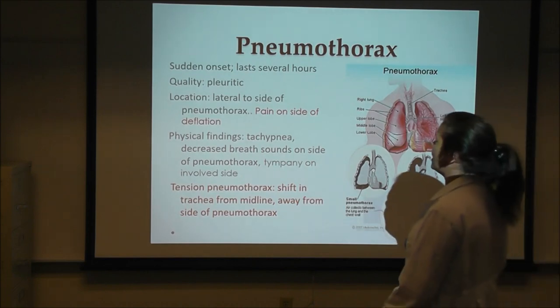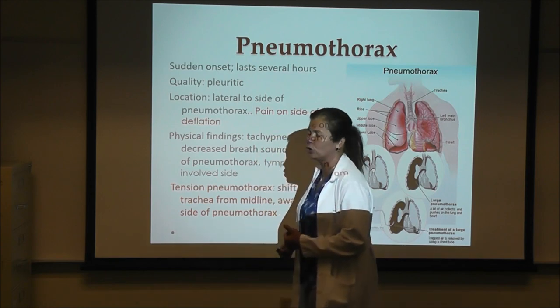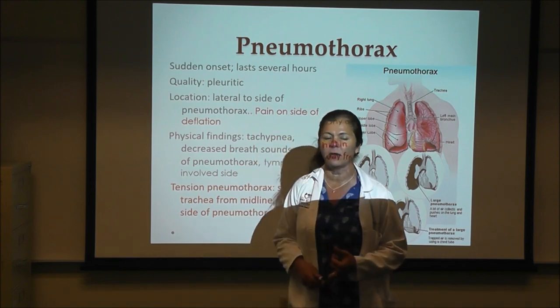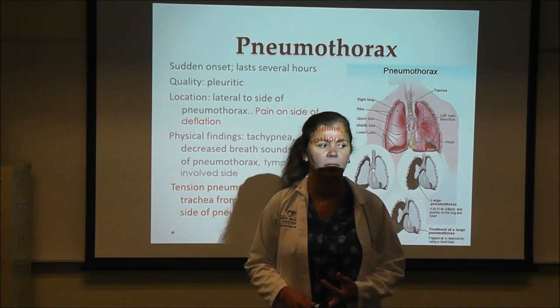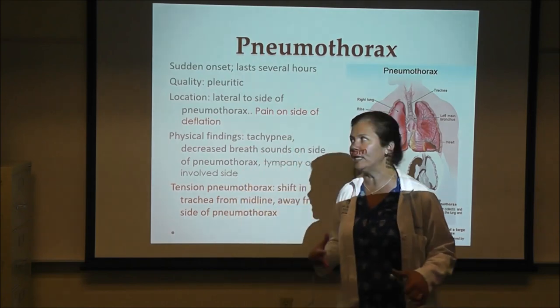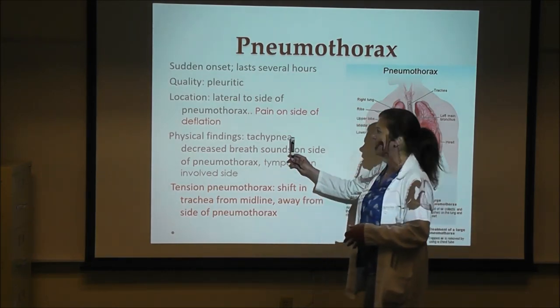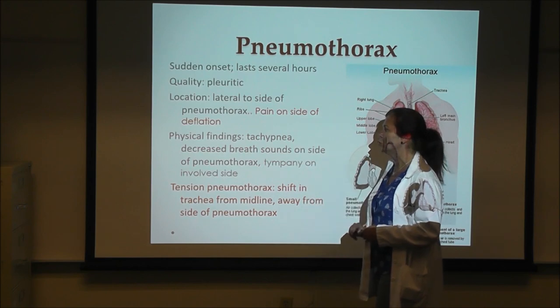Pneumothorax is another type of pleuritic chest pain that can be sharp in nature. It's worse with inspiration or cough. It's associated with shortness of breath. It's sudden in nature. It's also unilateral, okay? So basically it's a collapsed lung that can give you tachycardia, tachypnea, shortness of breath.